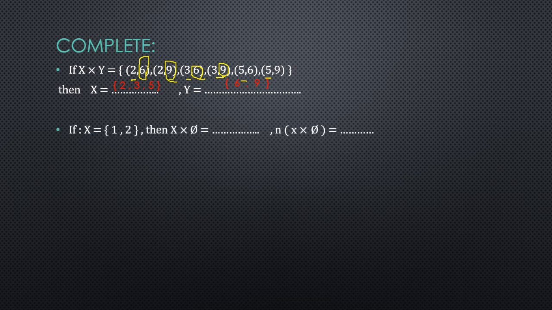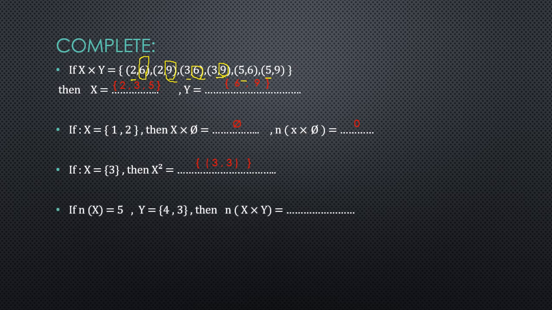Number 2, if the set x equals {1, 2}, then x product phi, any set product phi equals, yes, right, phi, and the number of elements of x product phi equals 0 elements. Number 3, if the set x equals {3}, then x squared equals the ordered pair (3, 3) between braces.